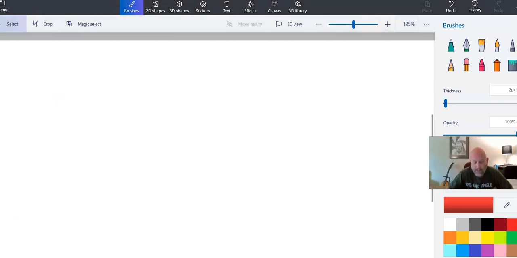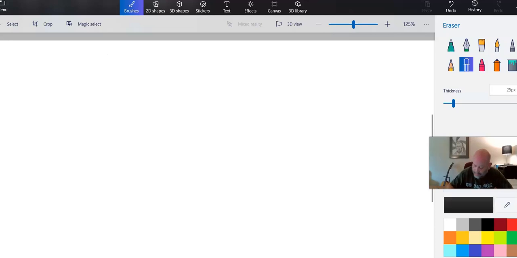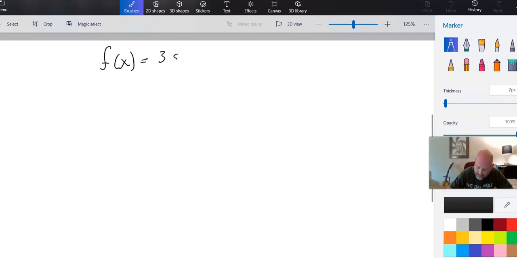Okay, so let's suppose we've been tasked with graphing, let's do black, there we go, f of x is equal to 3 secant x. Here's how you think about it. This is the same thing as, we'll write it this way, 3 times 1 over cosine x, right?